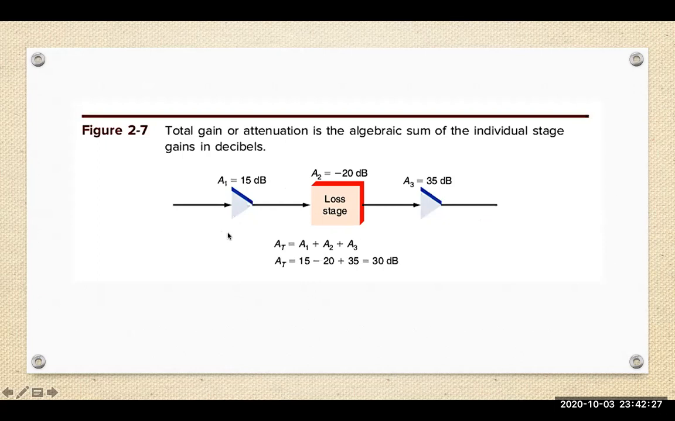Just like this, we have a 3-stage network here. The first stage gain is 15 dB. The second stage has a loss of minus 20 dB. And the third stage is a gain equal to 35 dB. If you are to determine the total gain or attenuation, you just have to add them. So 15 minus 20 plus 35, so you have a positive value, 30 dB. So it means the total gain is 30 dB. If it resulted in a minus, it means that you have a total attenuation.